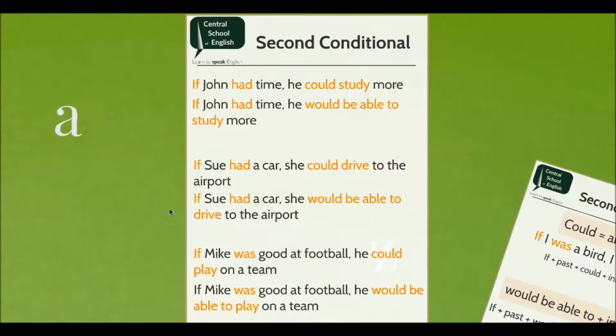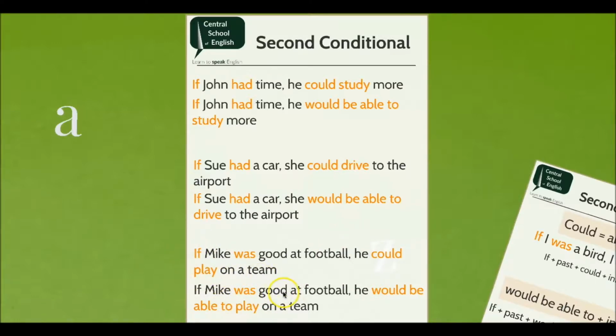In these sentences, we use the second conditional because Sue does not have a car. We are imagining a situation. The first sentence has the same meaning as the second sentence. Finally, we can say, if Mike was good at football, he could play on a team. Or, if Mike was good at football, he would be able to play on a team.